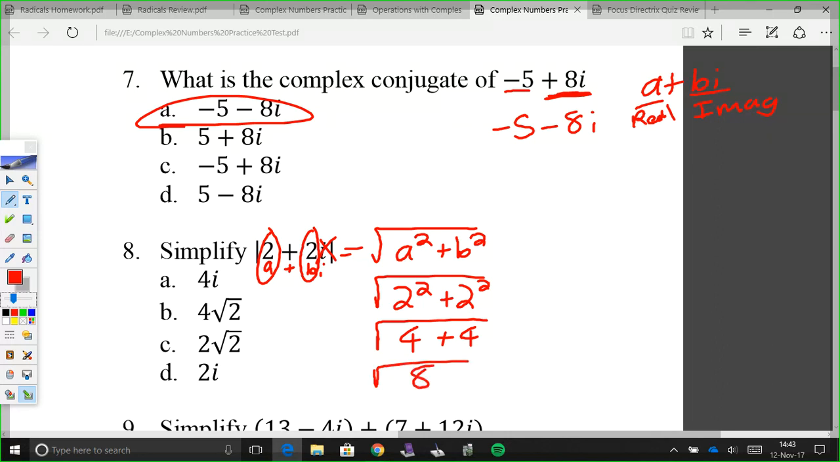And that is actually something I can simplify. I can break that 8 up into 4 times 2. So the square root of 4 times the square root of 2. The square root of 4 is 2, and the square root of 2 is left as a remainder. So my answer would be C.